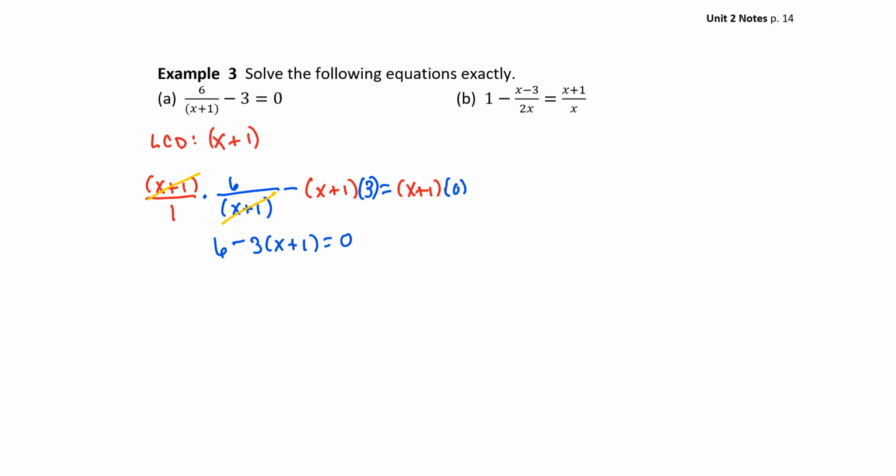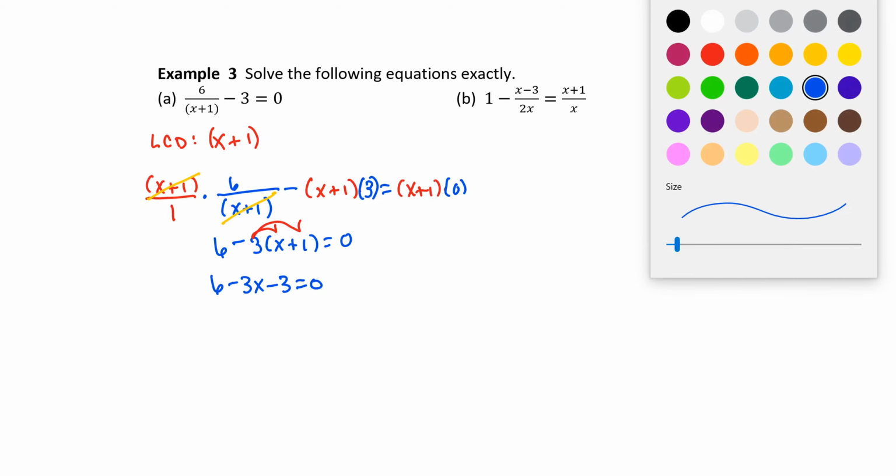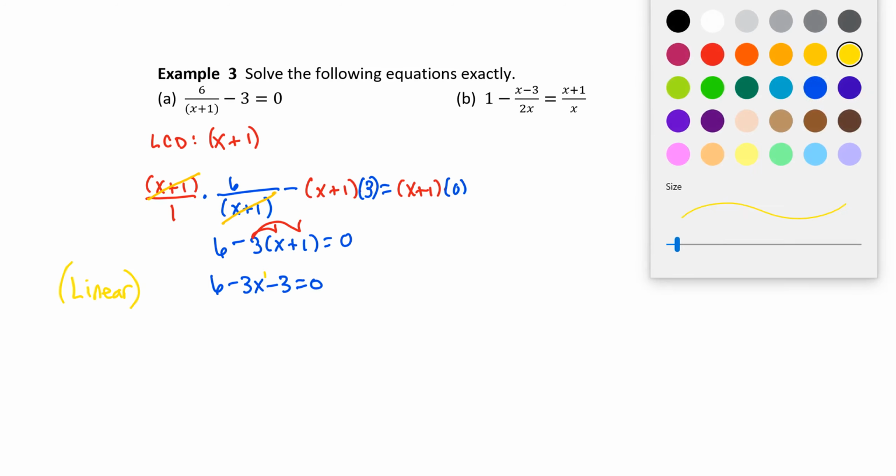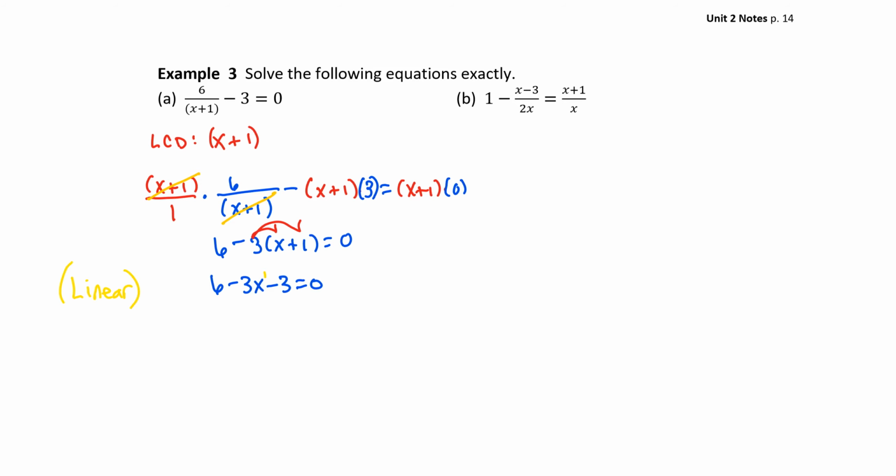On the next step, let's go ahead and distribute our negative 3 inside parentheses. So we have 6 minus 3x minus 3 equals 0. Now, if I asked you to classify or categorize this equation, what type of equation is this? Notice you have the variable x raised to the first power. I hope you recognize this is a linear equation. So we've gone from an equation containing a fraction after we cleared the fractions to a linear equation. And our goal, remember, in solving a linear equation is to isolate x.